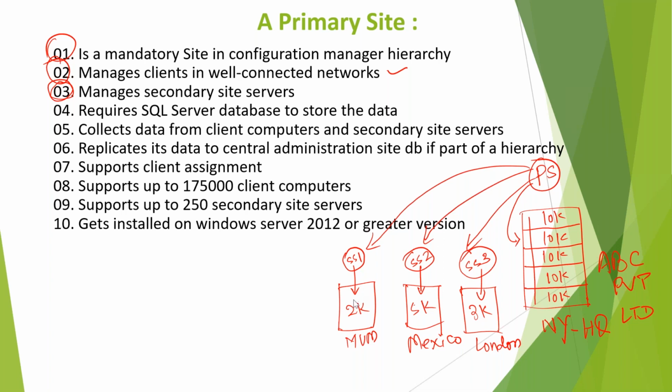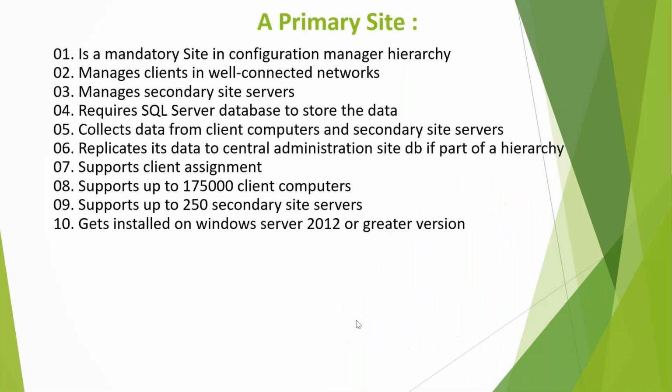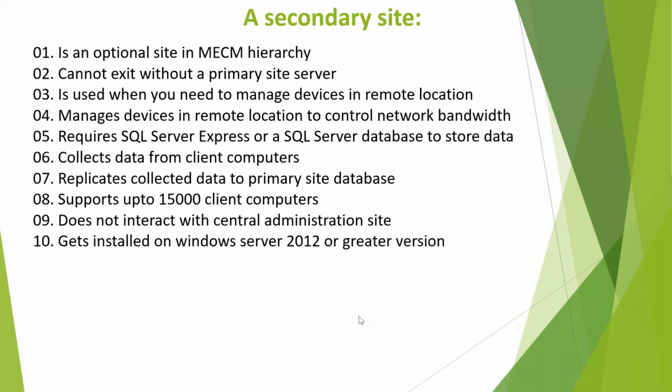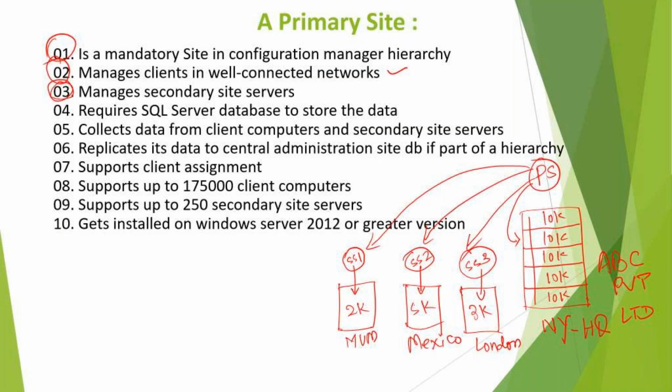Okay, now the secondary will be taking the policies and contents from the primary. Whatever policies and contents it gets from the primary, it is going to pass on to the devices in Mumbai. Similarly, it is going to pass on to the devices in Mexico and to the devices in London. So the secondary comes into the picture when you have branch offices. The primary site will manage these secondary sites as well. So it is going to manage these 50,000 devices, plus it is going to manage these secondary sites too. That is what point number 3 is.